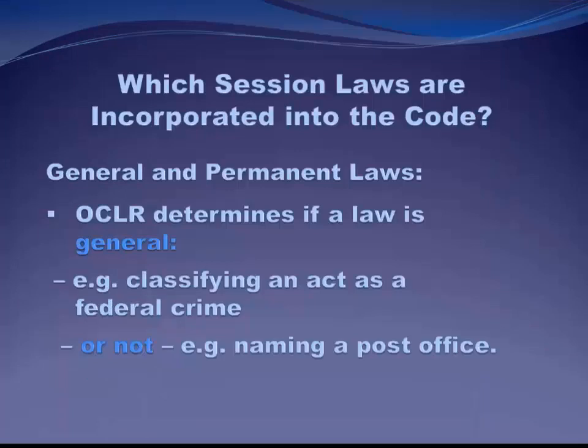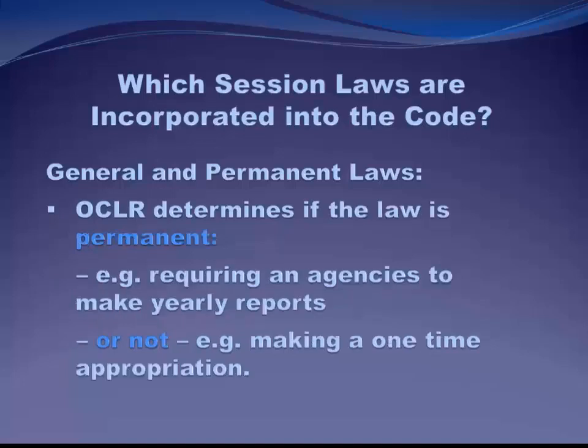All right, just to kind of summarize here, what session laws get incorporated into the code? If they're general and permanent. So the OLRC determines if a law is general, for example, classifying an act as a federal crime, or not, for example, naming a post office. That's not general, so it's not going to get incorporated into the code. And then permanent. Permanent means that, for example, requiring an agency to make a yearly report, or not, for example, making a one-time appropriation. So that's not going to get incorporated into the code.